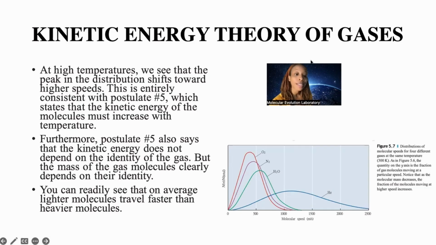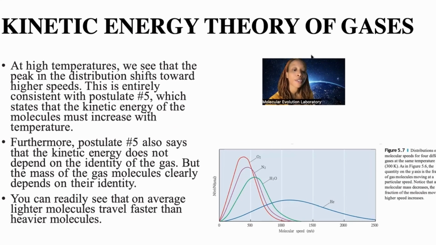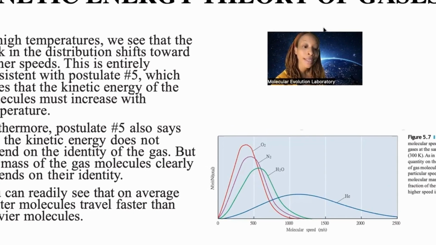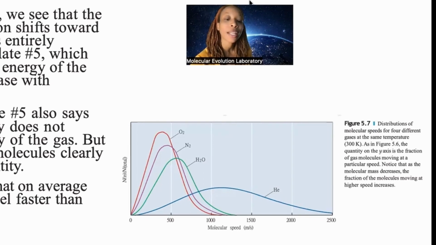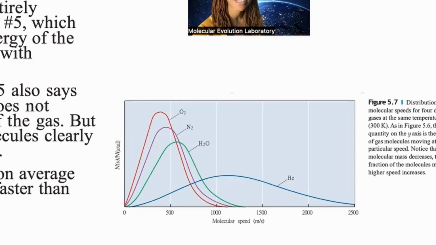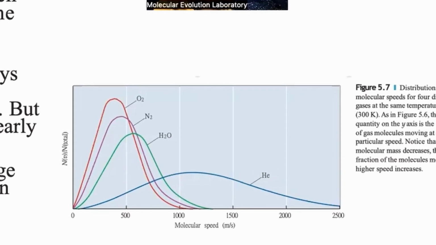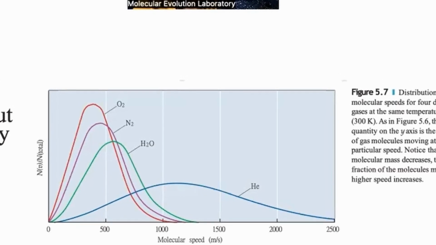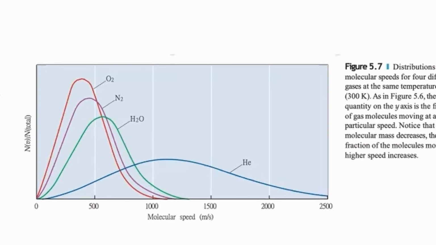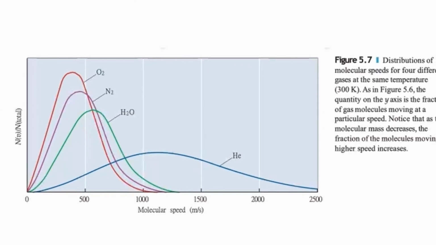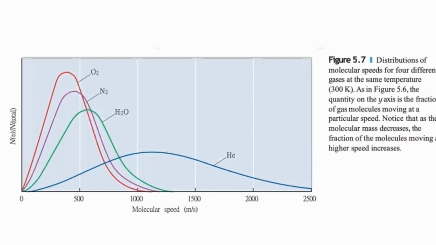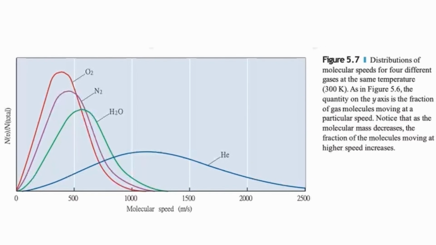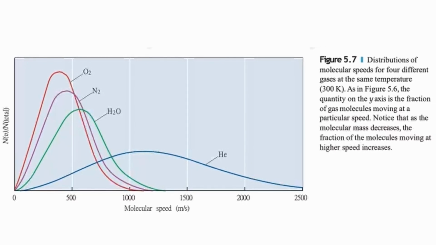So at high temperature, we see that the peak in the distribution shifts towards higher speed. This is entirely consistent with postulate number 5, which states that the kinetic energy of a molecule must increase with temperature. Furthermore, postulate 5 also says that the kinetic energy does not depend on the identity of the gas, but the mass of the gas molecule clearly depends on their identity. So the identity of the gas doesn't matter, but the mass actually does matter.